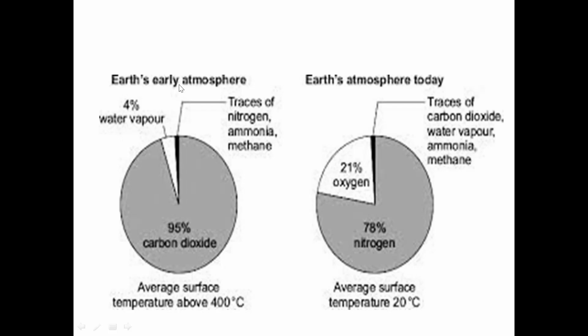See, the composition of the early atmosphere: what constitutes the major portion of the atmosphere is carbon dioxide, accompanied by water vapor and traces of nitrogen, ammonia, methane, hydrogen, helium. And what about the Earth's atmosphere today? See, the major portion is constituted by what gas? The nitrogen. But there is a presence of oxygen, and without oxygen we know that we cannot survive. This is the main difference between the early atmosphere and today's atmosphere.